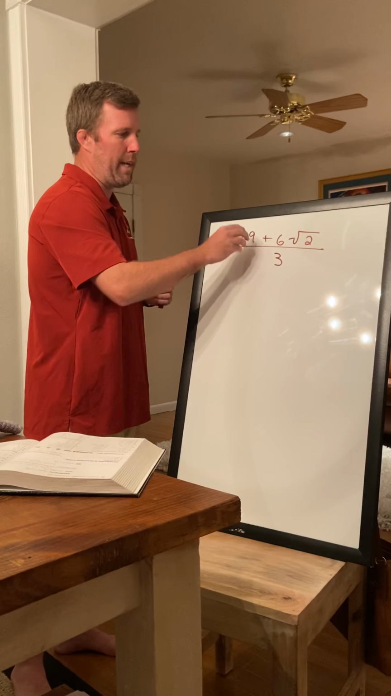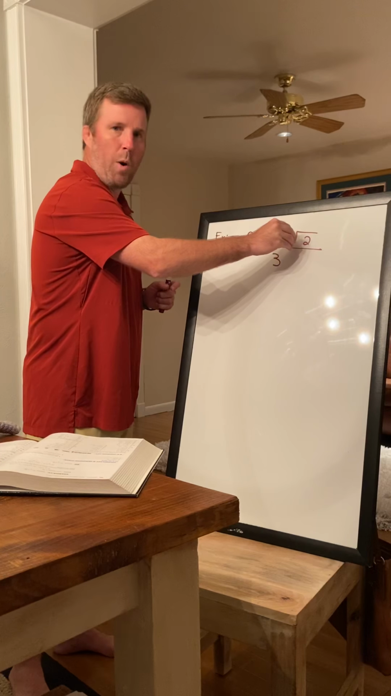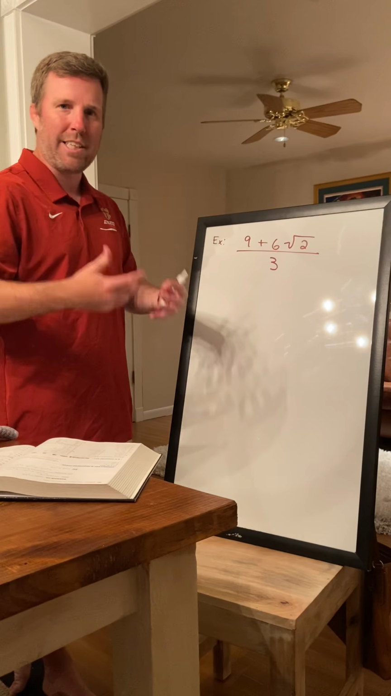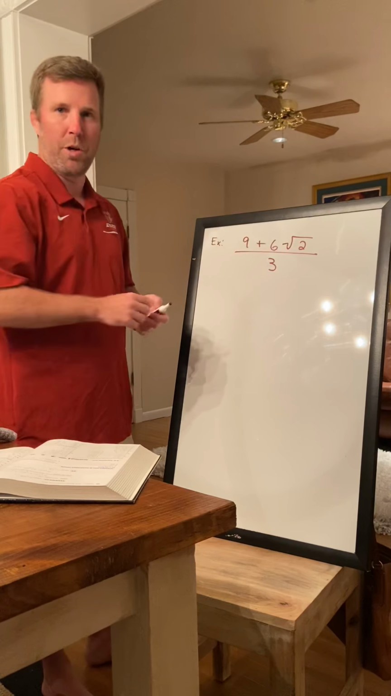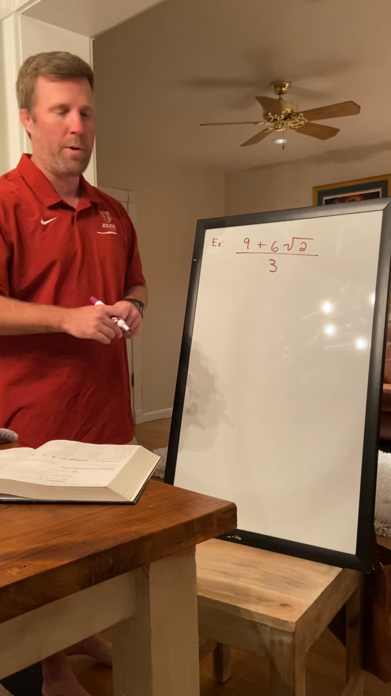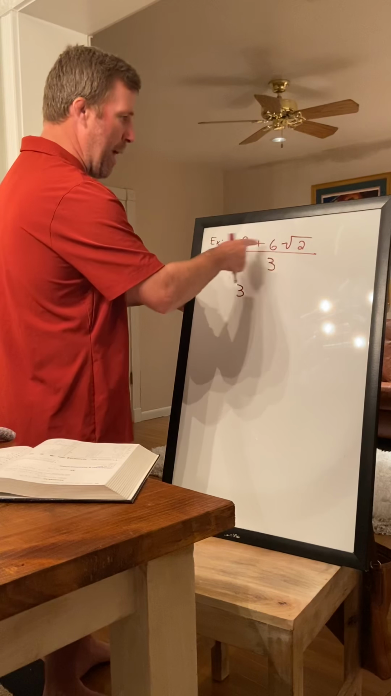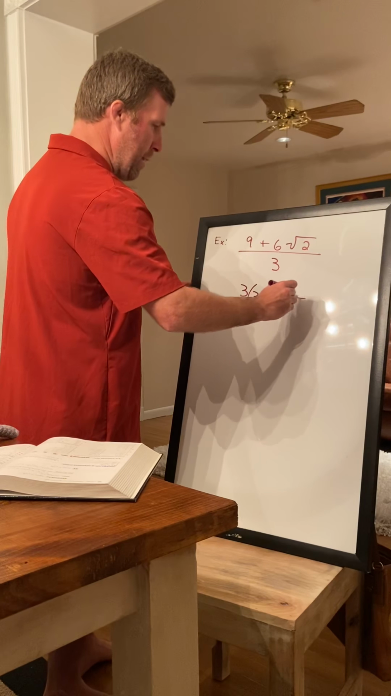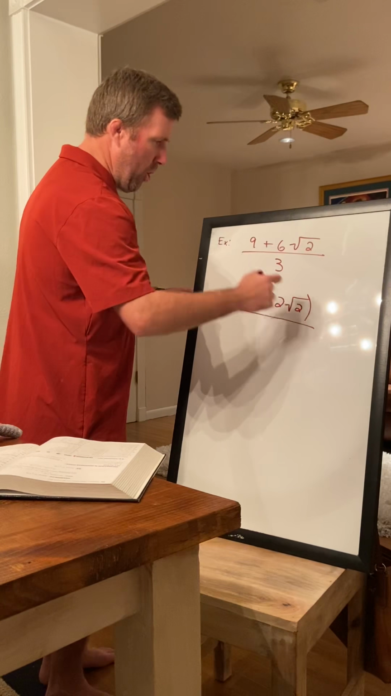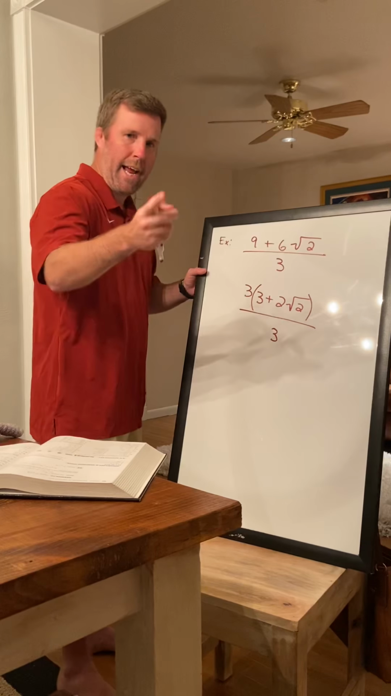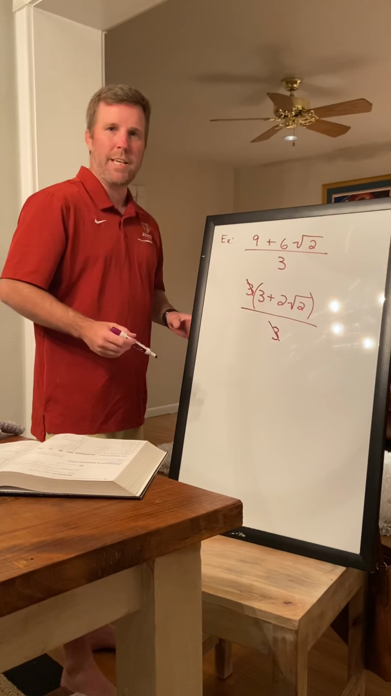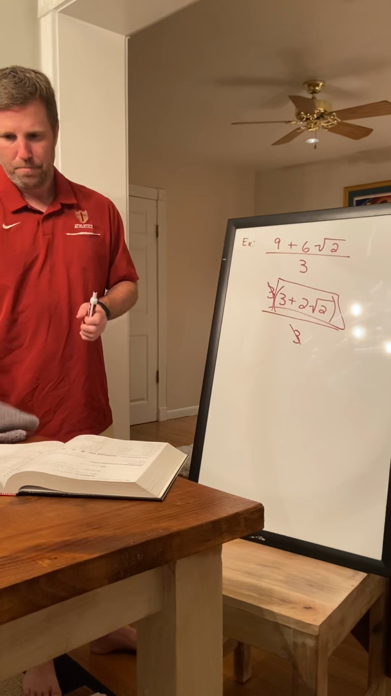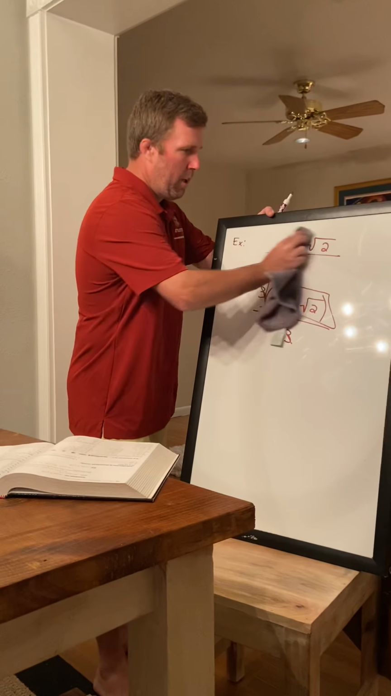I have two terms on the top, 9 and 6 square root of 2. So look at these two terms. Is there a GCF, a greatest common factor, that I can take out of both of those terms? Yes, there is. I can take a 3 out. So I factor a 3 out of the top. And when I do, I'm left with 3 plus 2 times the square root of 2 all over the denominator of 3. And now the 3's can cancel. That's my final answer.